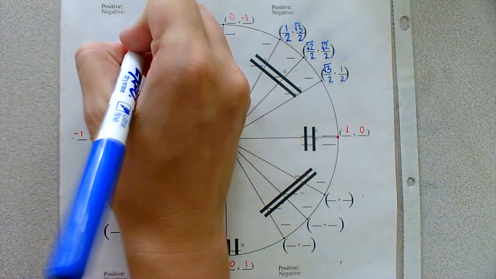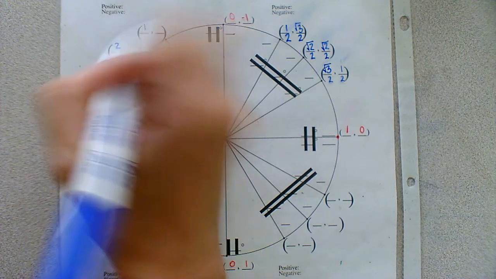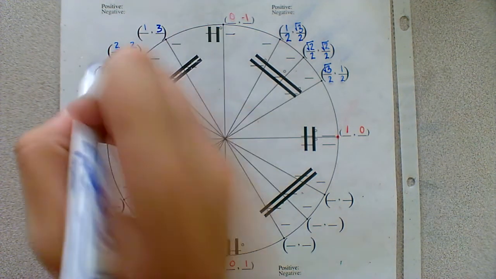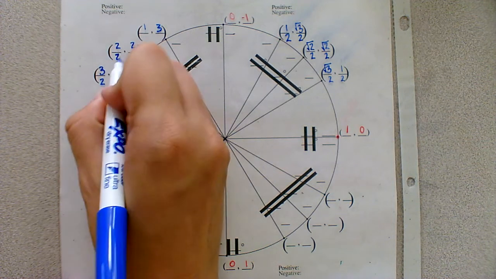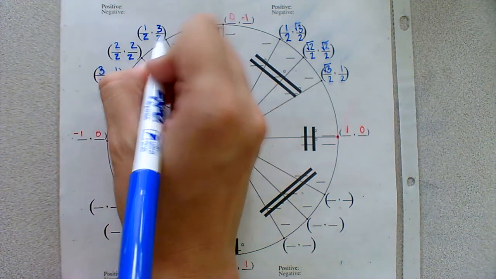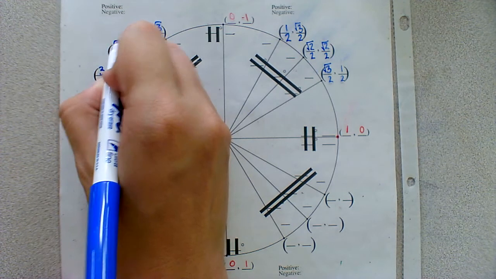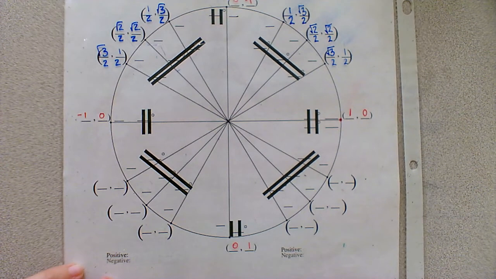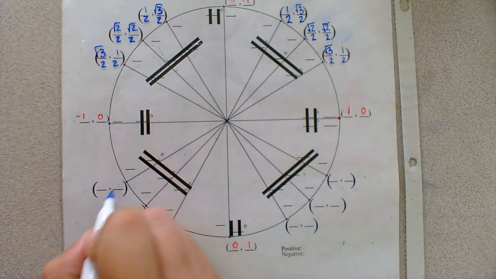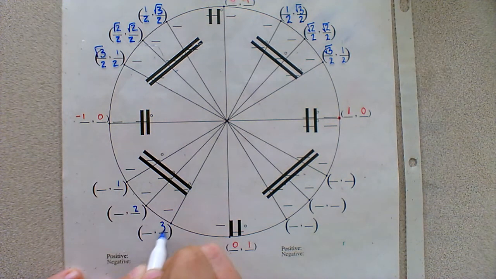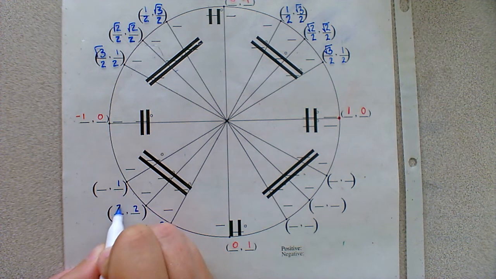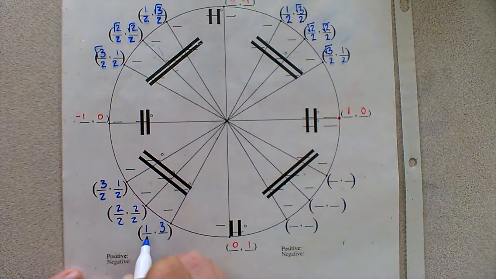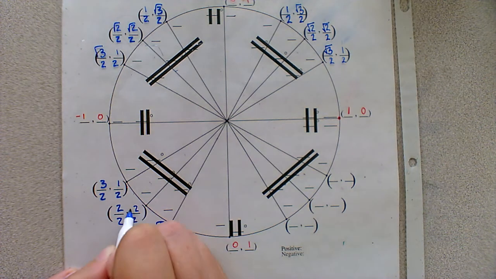So find your 0 and count 1, 2, 3. Find your 0 and count 1, 2, 3. They're all over 2, and square root of the tops. Let's go ahead and try another quadrant. So find your 0, count 1, 2, 3. Find your 0, 1, 2, 3. All over 2. Square root of the tops.